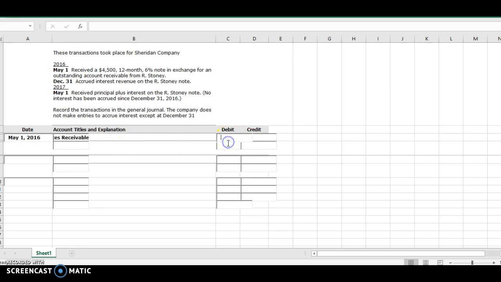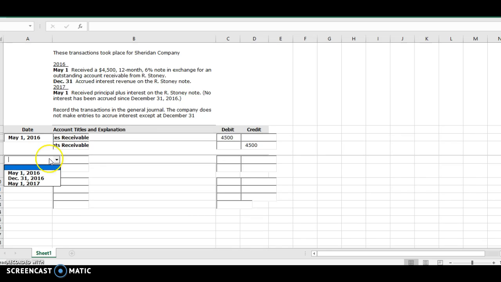And that's for $4,500 for the account. And then that cancels out the accounts receivable, and so we credit accounts receivable, reducing that balance. And yeah, my only complaint about the formatting is this little thing, but we'll see it in this in there.